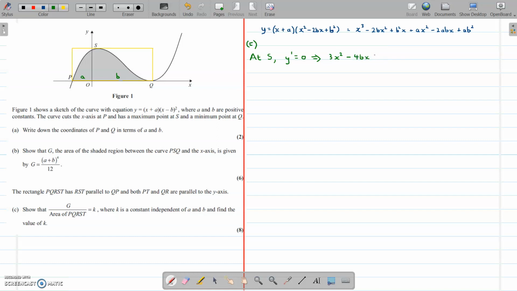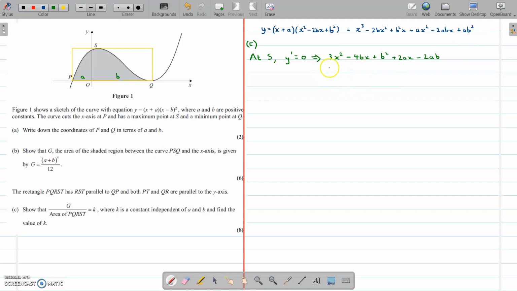We get plus b squared, then we get plus 2ax, and finally we get minus 2ab. The last term here of course just differentiates to 0.